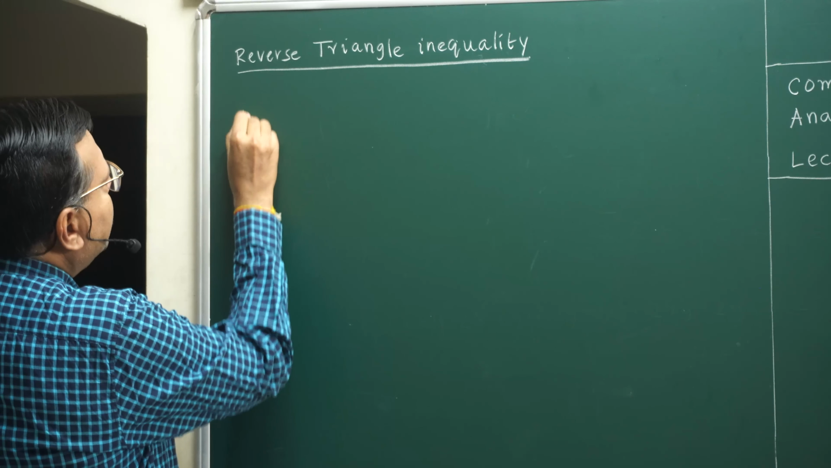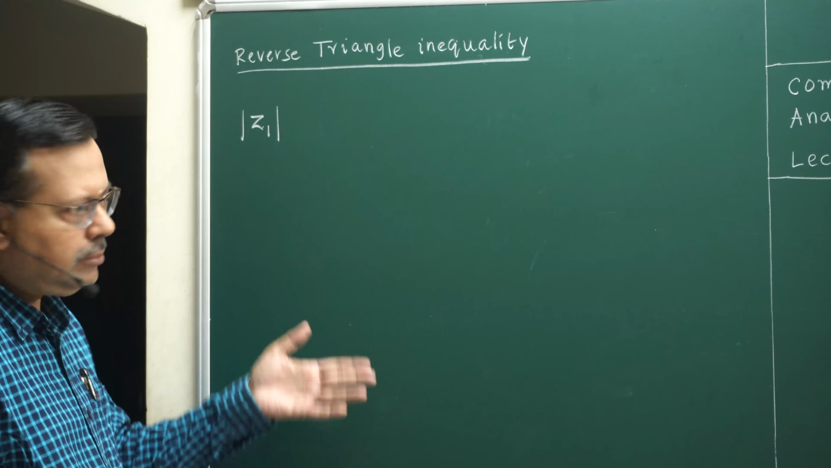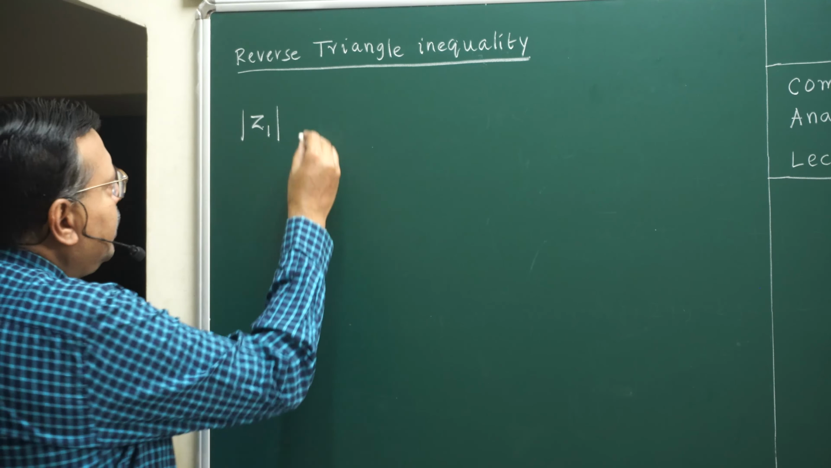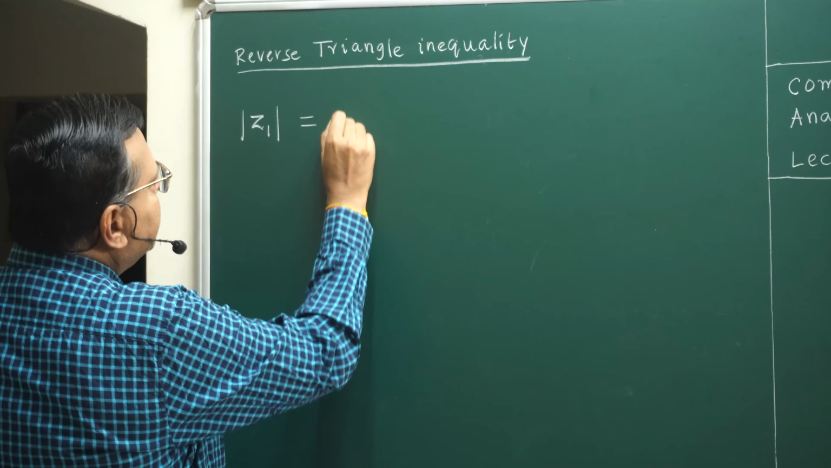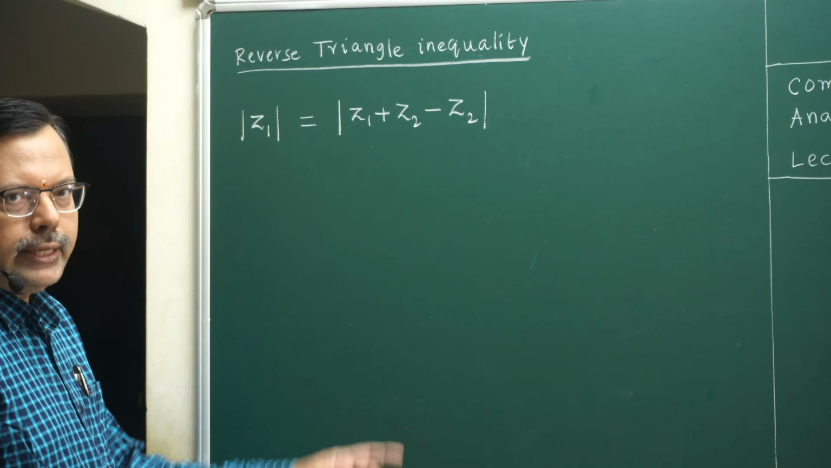The idea is like this. Suppose you have only one complex number z1, but you can write it in another way using two complex numbers. I have z1 plus z2, and it's clear that I can always subtract and add the same complex number, so I get the original here. That's the idea. Then you apply equation number 4, the triangle inequality, which is the one that we are going to use. So apply this rule now.